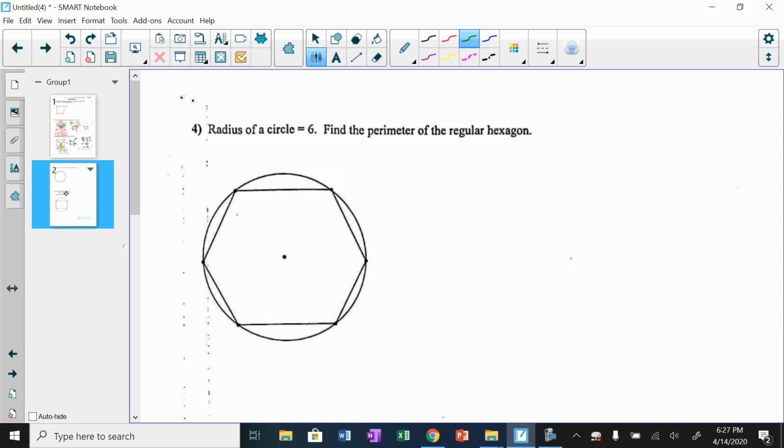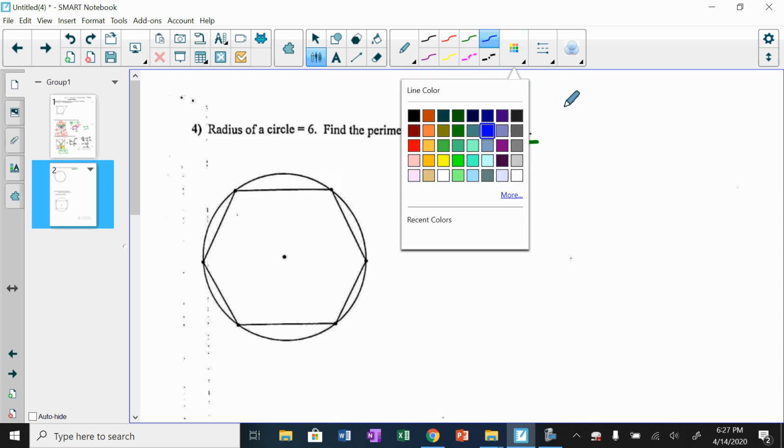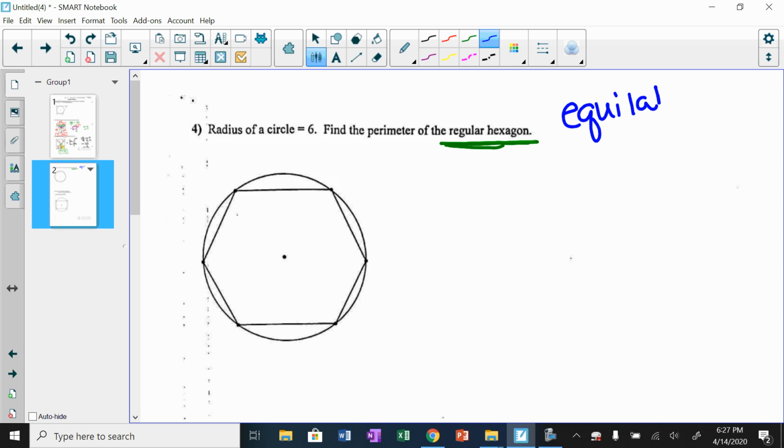All right, so here it says a radius of a circle is 6. Find the perimeter of the regular hexagon. Remember, what does it mean to be regular? Regular means equilateral and equiangular. And remember, just because a polygon is equilateral does not necessarily mean it's equiangular, and vice versa. Just because a polygon is equiangular does not necessarily mean it's equilateral. For example, a rectangle is equiangular, but it is not equilateral. Example, a rhombus is equilateral, but it is not equiangular.